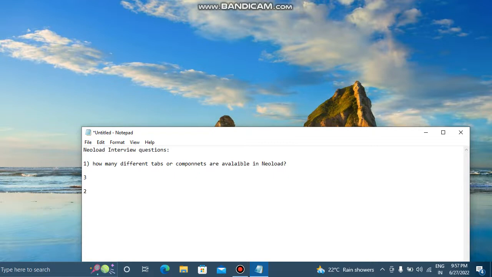The second question is what are containers? So containers are nothing but transaction activities.